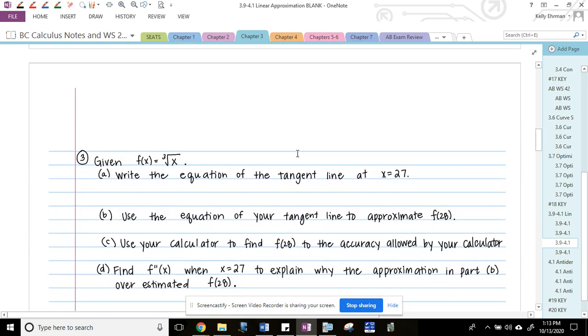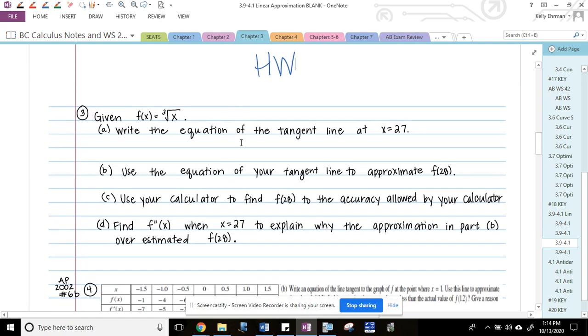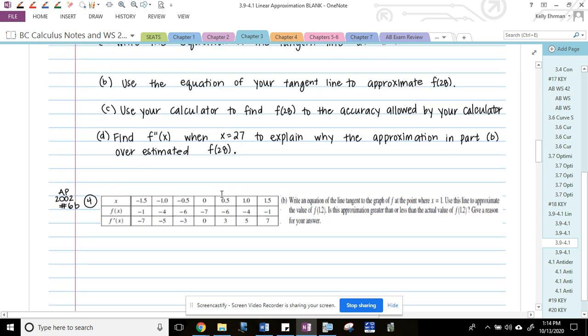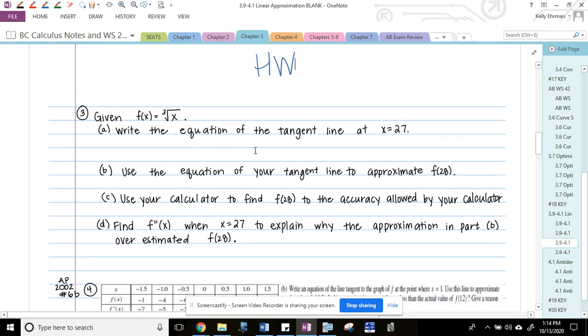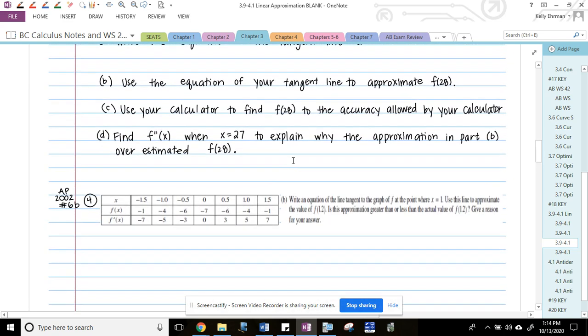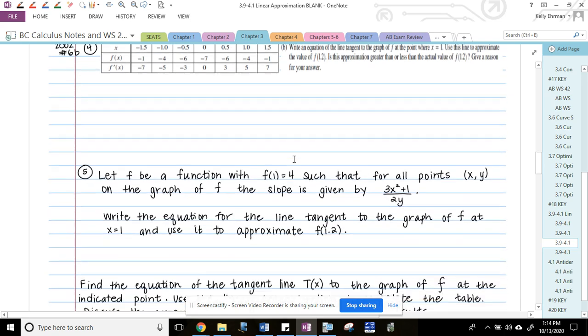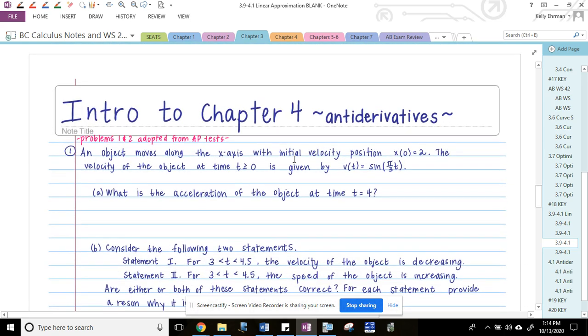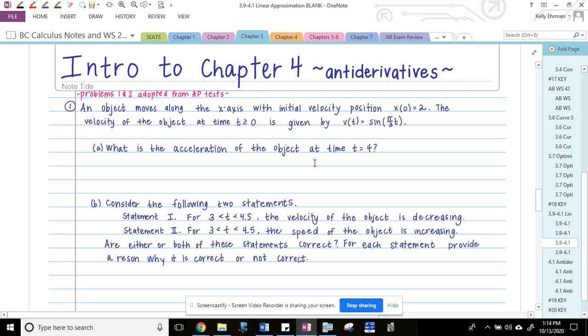Now, this second page here is part of your homework for tonight. So work on these practice problems and then check your answers with my complete key, which is in the chapter 3 notes section. All right, now we're moving on to intro to chapter 4, antiderivatives.